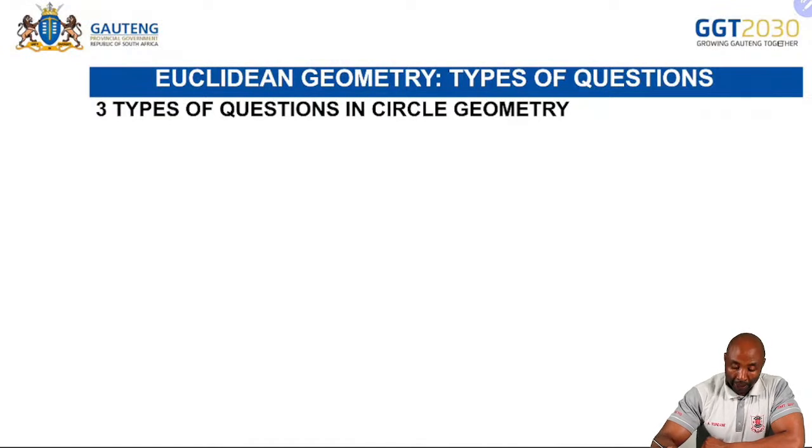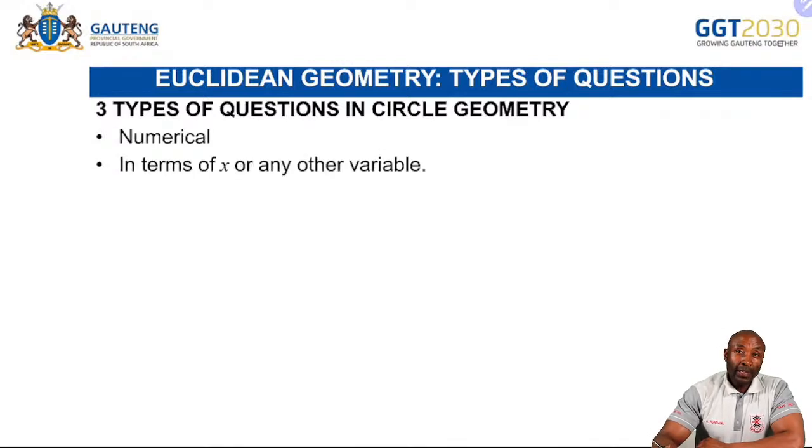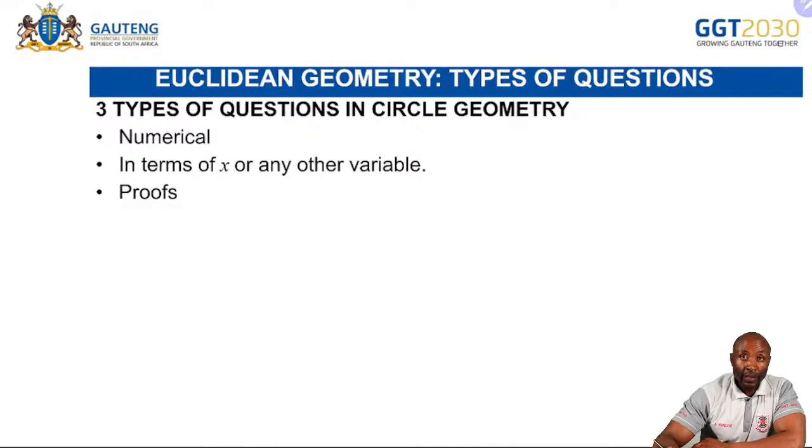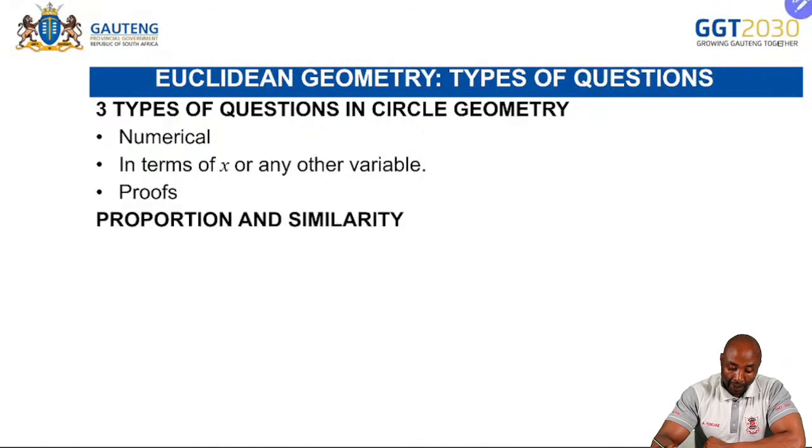In Euclidean geometry, we have 3 types, where we have our numericals in terms of x and any other variable, and then we also have the proofs. Prove that the shape is a cyclic quad, prove that the line is a tangent, and the proofs of the 7 theorems that I have highlighted above.